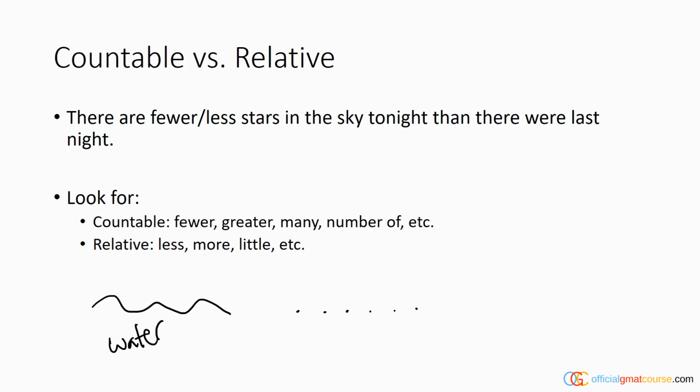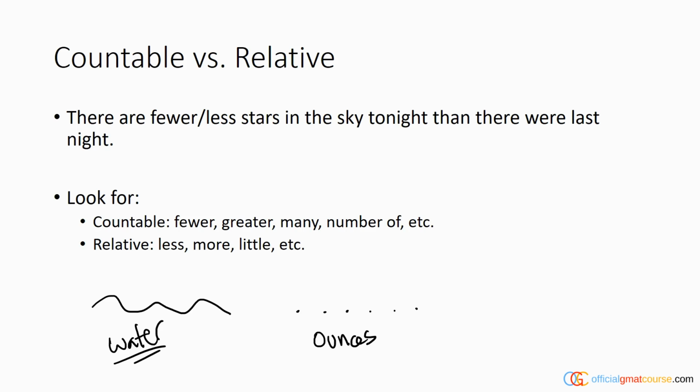When we talk about how much water is in a pool, we say there's more water than there was yesterday, or there's less water than there was the day before. When we talk about discrete, we talk about how many ounces of water are in the pool. I would say there are fewer ounces of water in the pool than there was yesterday, because ounces are actually countable. I can count them because they're broken up into parts. Whereas the total amount of water in the pool is either less or more. There's more water, there's less water in the pool. But the ounces of water would be greater or fewer.